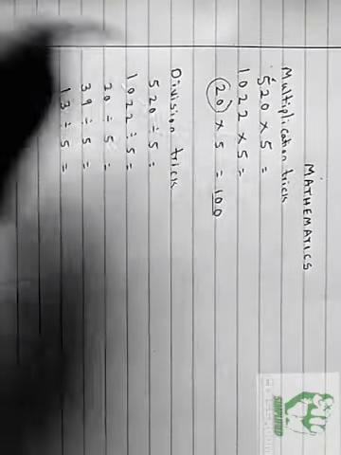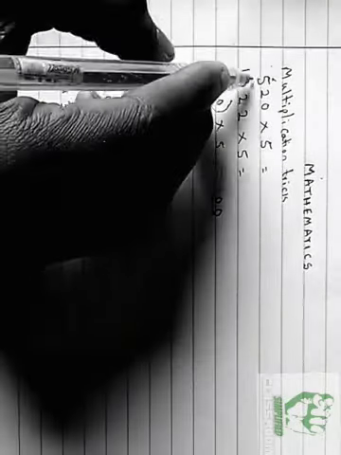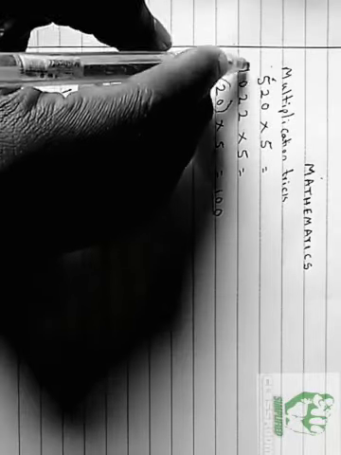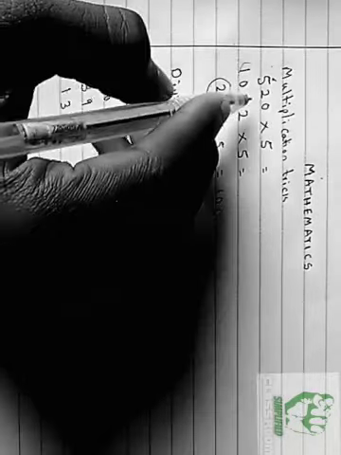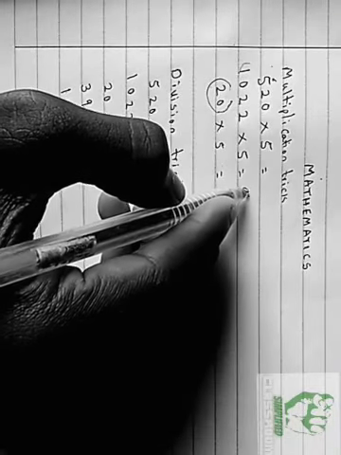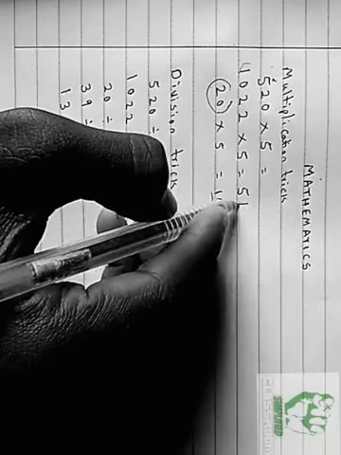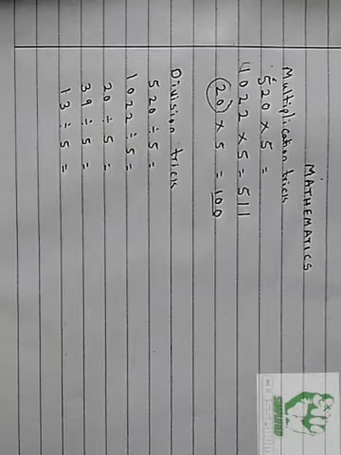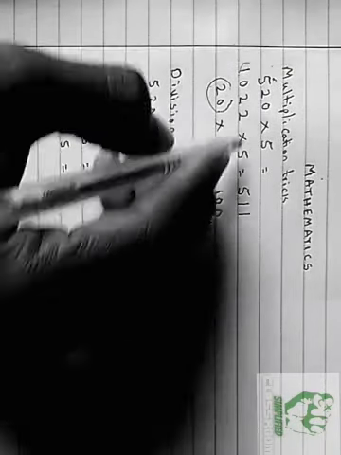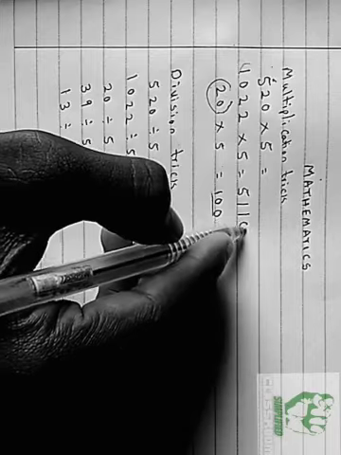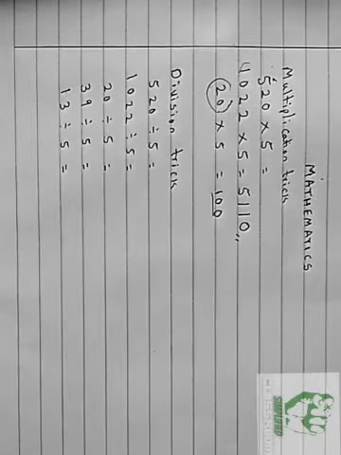1022 times 5. I already told you what to do. This is 1022, right? So now you divide 1022 by 2. What's the half of 1022? That's 511. Is that correct? 511. Then you add a zero to it. That is 1022 times 5.